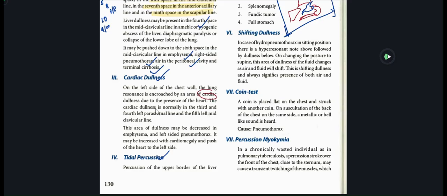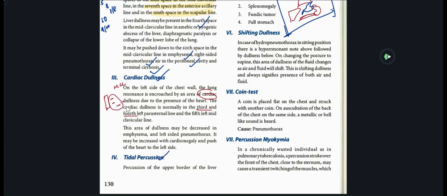And where does it normally lie? It lies in the third and the fourth left parasternal areas and the fifth left midclavicular line. So this is the sternum, the third and fourth parasternum, and the fifth midclavicular line. So this is where exactly the heart is going to lie.